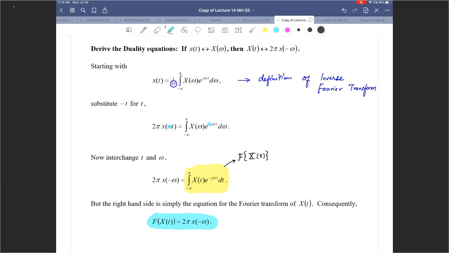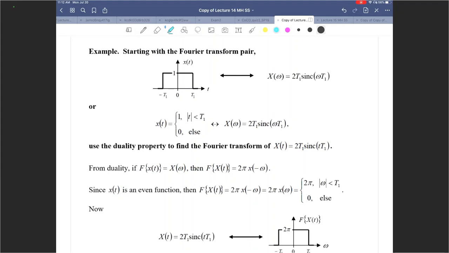So that's the proof of duality by simply changing the variables around. Now, let us actually use the duality property to find the Fourier transform of cap X of t, which is 2 t1 sinc t1. What we know is the Fourier transform of a rectangle is sinc.